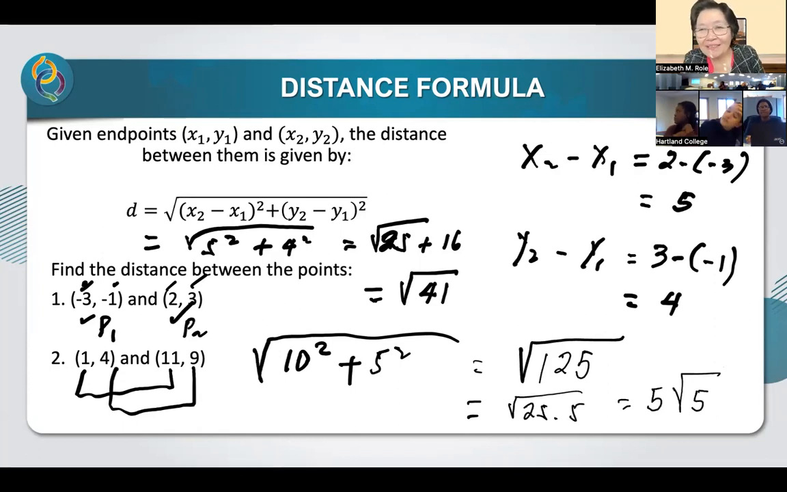So if there's a perfect square as one of the factors of the number that you have in the radical sign, then please do that. So then your final answer will be 5 times the square root of 5. Yes, so what we have learned previously, we will be applying when dealing with roots.